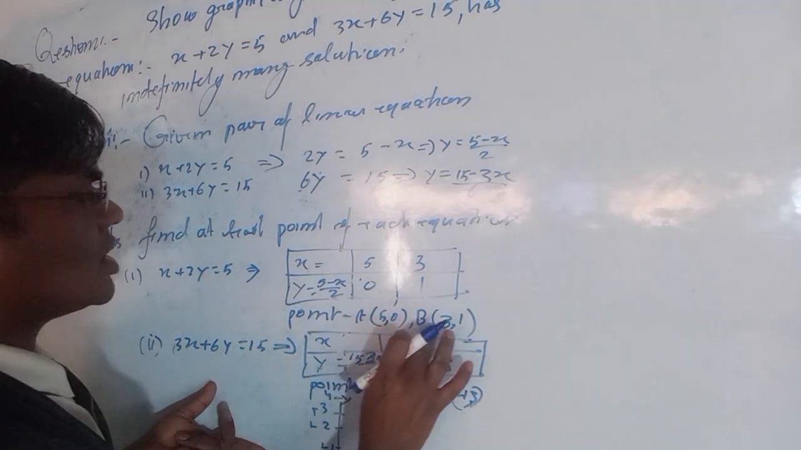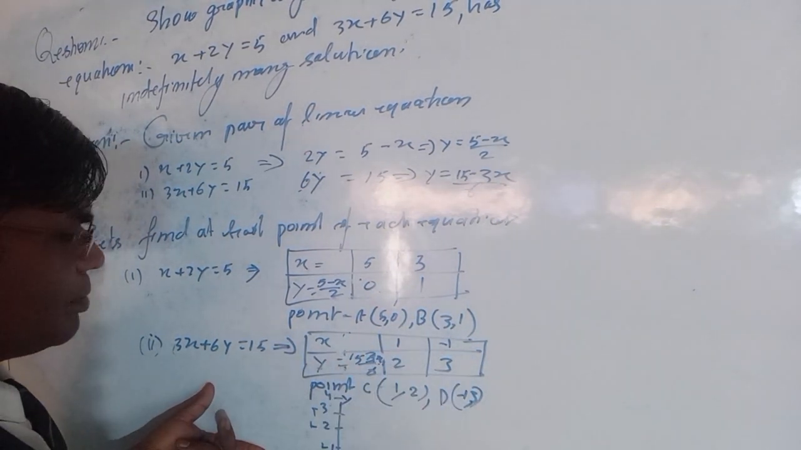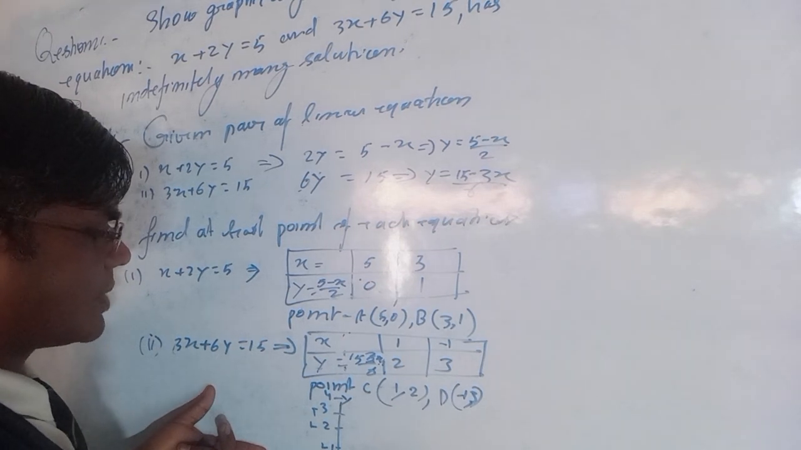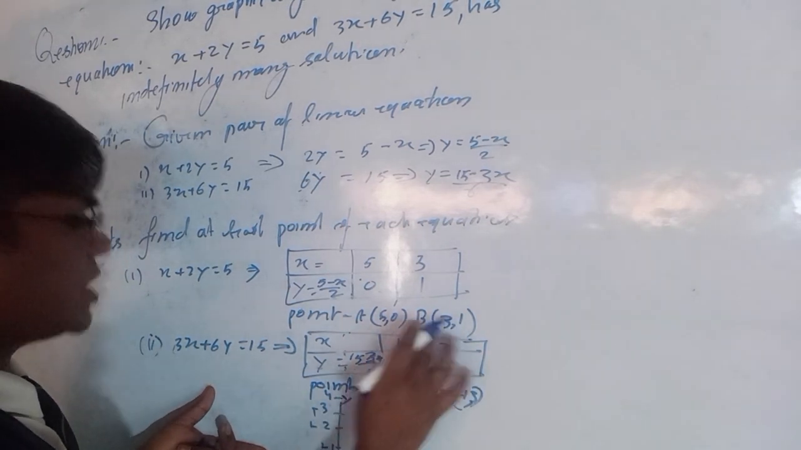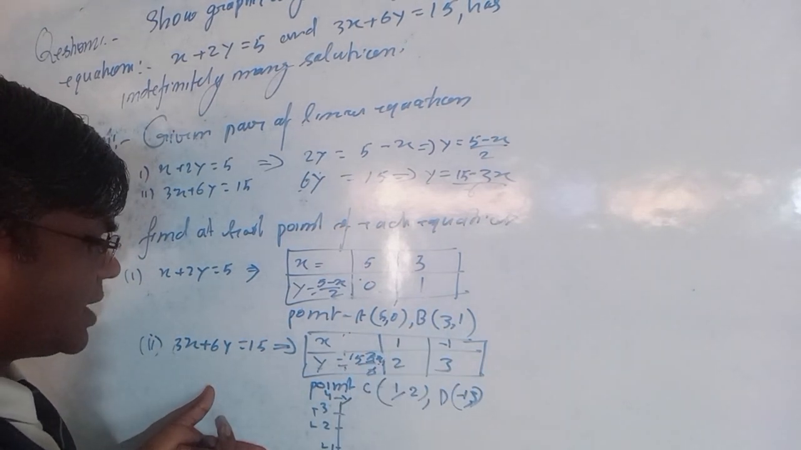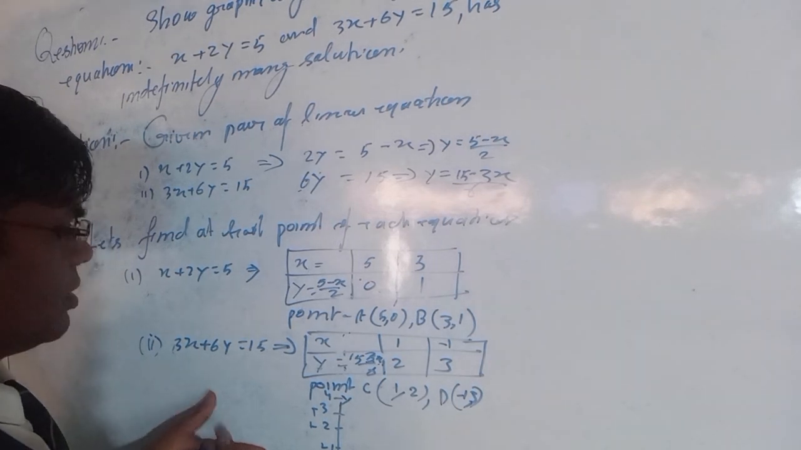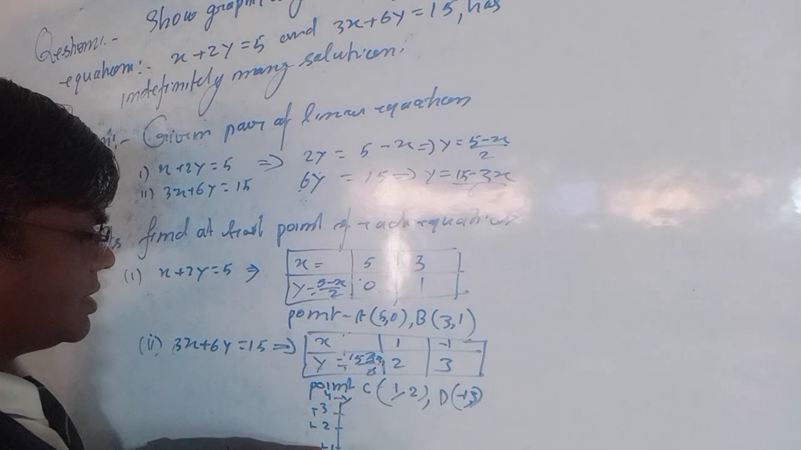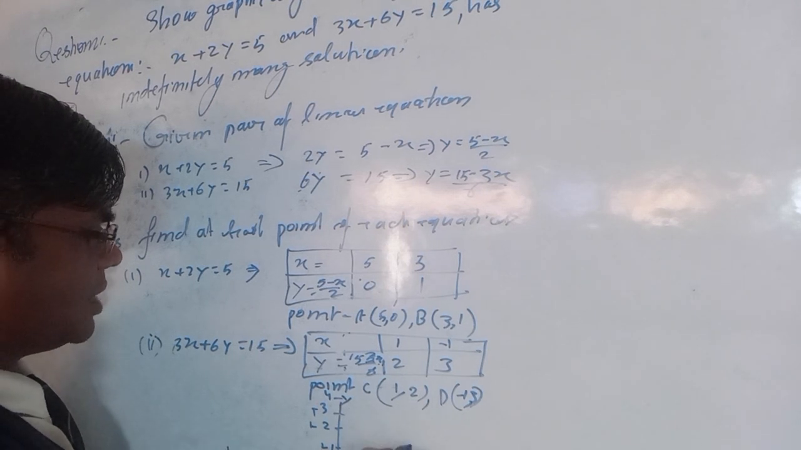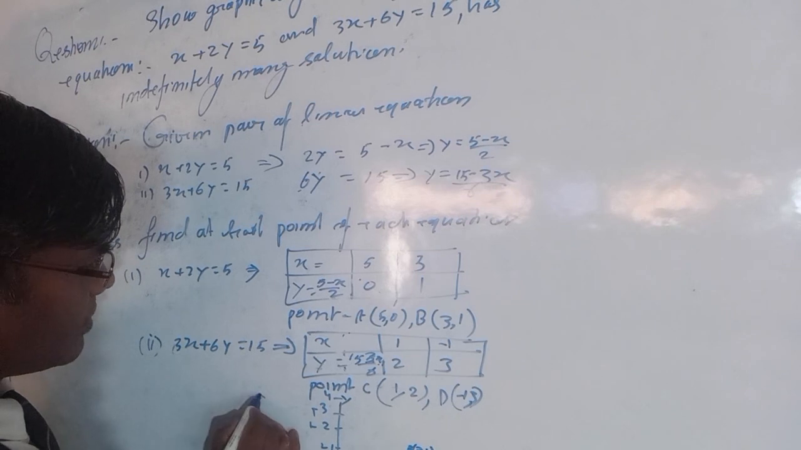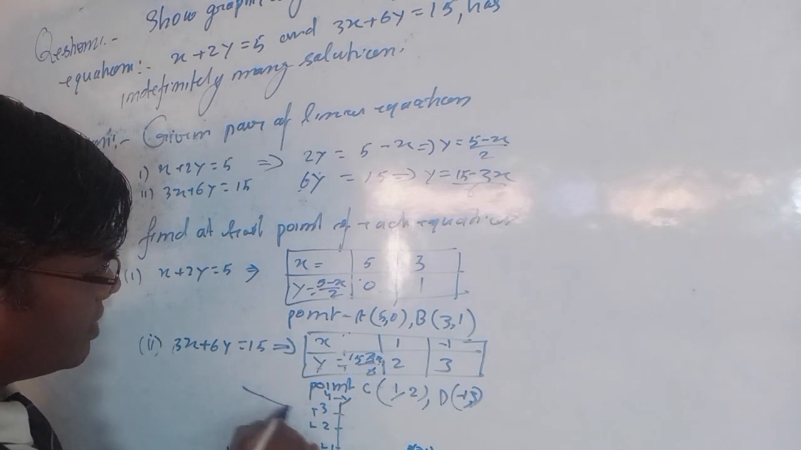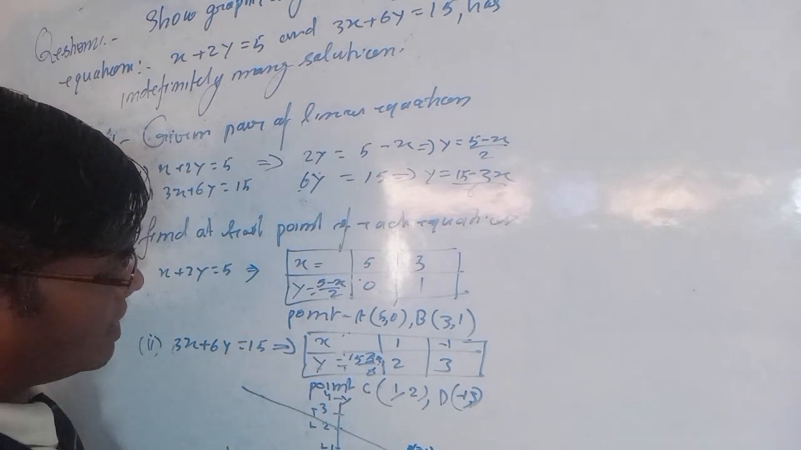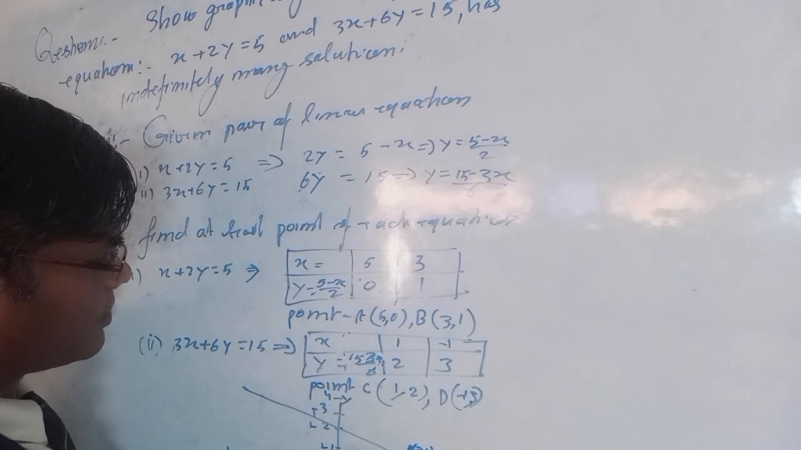Second value here is 3 and 1. B, it is value B and 1. 3 and 1. X is 3 here and y is plus 1. So it becomes like this. Okay. B value 3 and 1. Draw the line just like that and it crosses here. Okay.